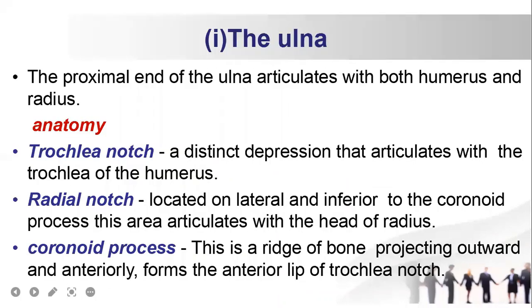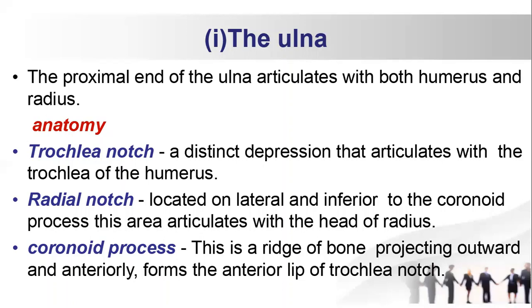Starting with the ulnar bone, the proximal end of the ulna articulates with both the humerus and radius. The proximal aspect is the topmost aspect. So we have the trochlear notch, which we were able to identify, a distinct depression that articulates with the trochlea of the humerus. This articulates with the trochlea of the humerus and contributes to the formation of the elbow joint.